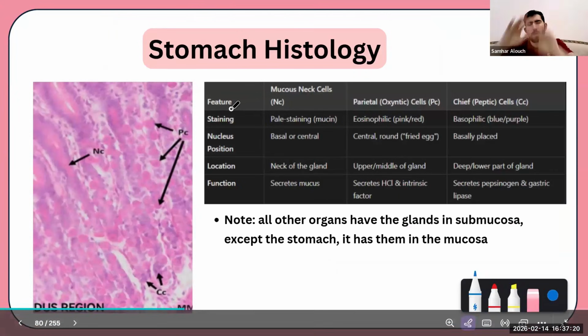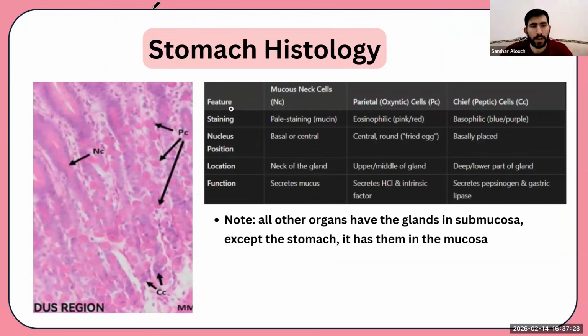Now, the whole thing was very chaotic, I would say, and confusing. So this is a table that summarizes the mucous neck cells, parietal, and chief cells. Mucous neck cells, their stain, we don't care if they are pink or blue. The nucleus is basal or central. It's at the neck of the gland and gives mucus. Parietal, they are pink. The nucleus is central, so fried egg appearance. They are at the upper part, secrete HCl and intrinsic factor for vitamin B12. Chief cells are basophilic, which is blue. The nucleus is basal, so it's at the side. It's the lower part of the gland and secretes pepsinogen.